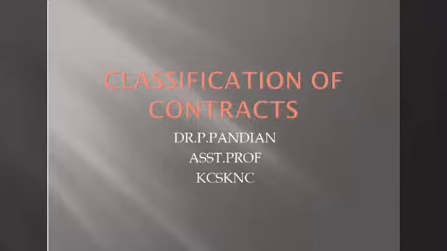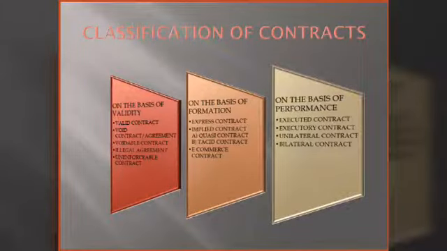In the previous chapter we have seen what is a contract: meaning, definition, essentials, etc. Now the next chapter is classification of contracts. Classification is nothing but the types of contract or kinds of contracts. What are the various types of contracts?